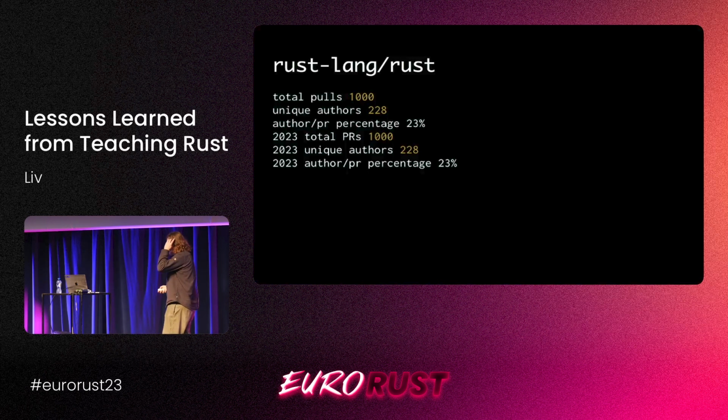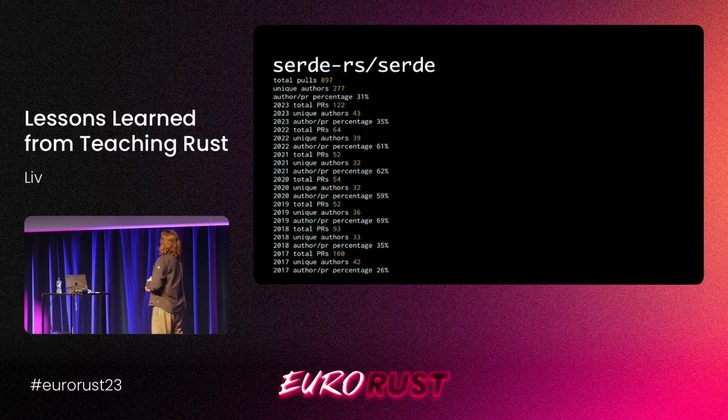So this is just kind of my control case. Let's look at a less complex, but I think equally well-known project, which is Serde. So Serde, this is all pull requests on Serde that ever happened. We see that we have a total percentage of 31, but if we go by year, it looks pretty good. We have over 50% unique people.